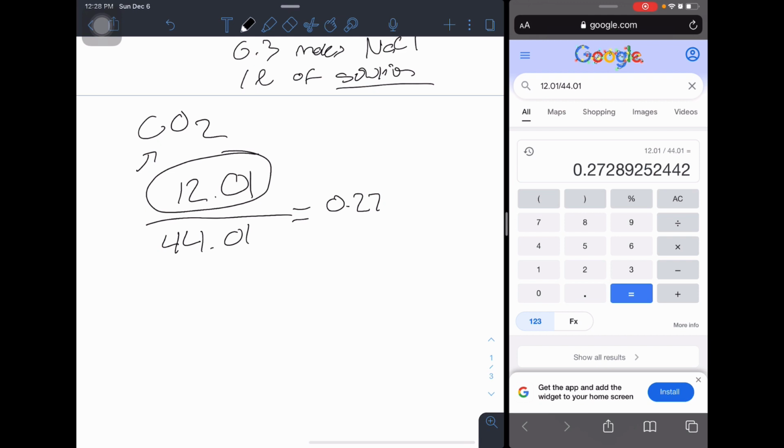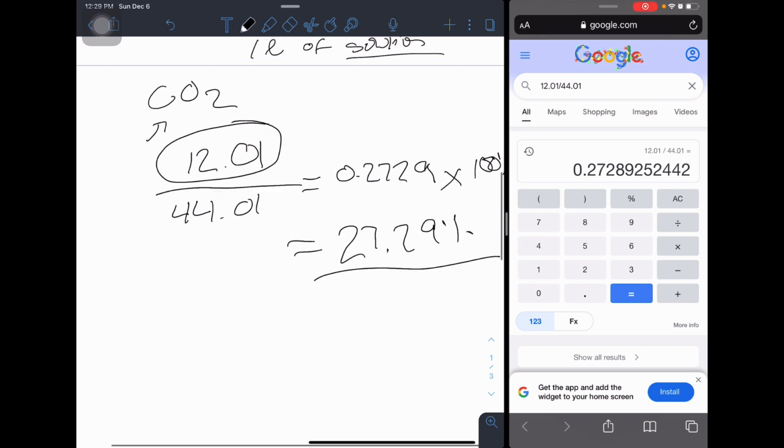Notice how these have 4 significant figures, so the answer is going to also have 4 significant figures. Round this up. And then you multiply this figure by 100%. And you get 27.29%. So the compound is 27.29% carbon.